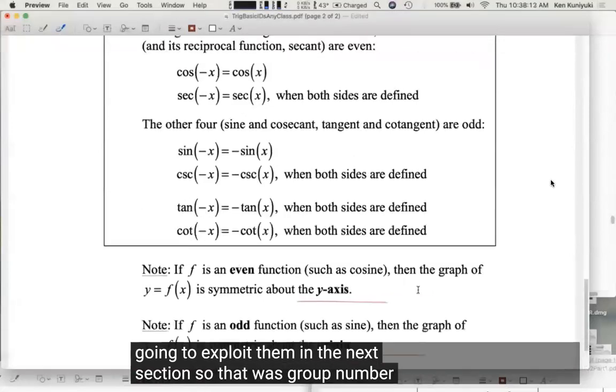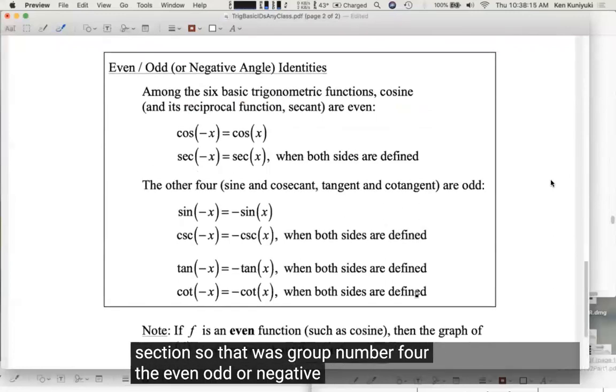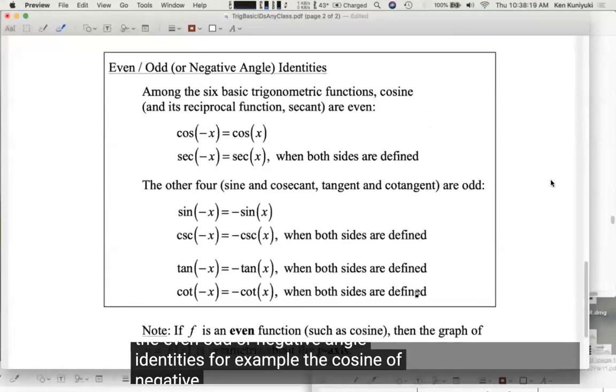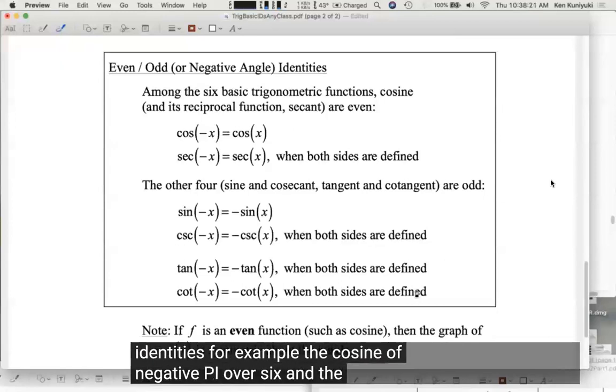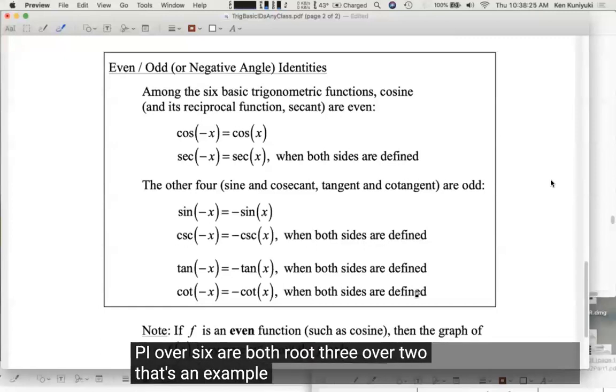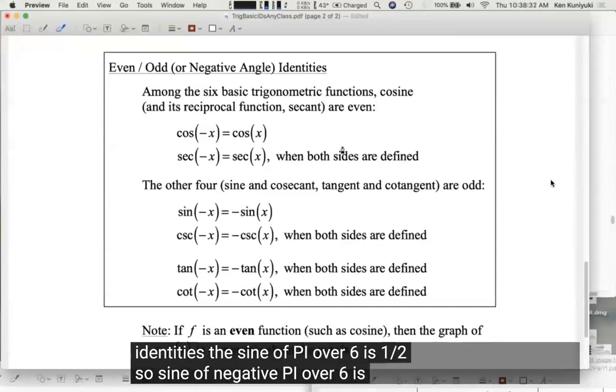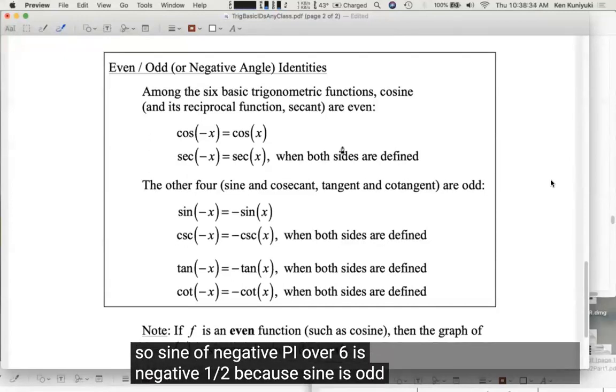So that was group number 4, the even, odd, or negative angle identities. For example, the cosine of negative pi over 6 and the cosine of pi over 6 are both root 3 over 2. That's an example of applying the identities. Sine of pi over 6 is 1/2, so sine of negative pi over 6 is negative 1/2 because sine is odd.